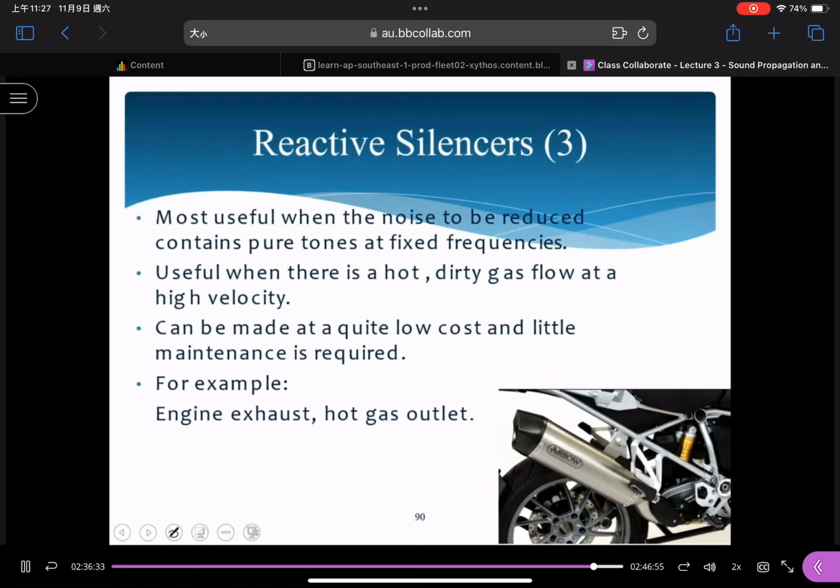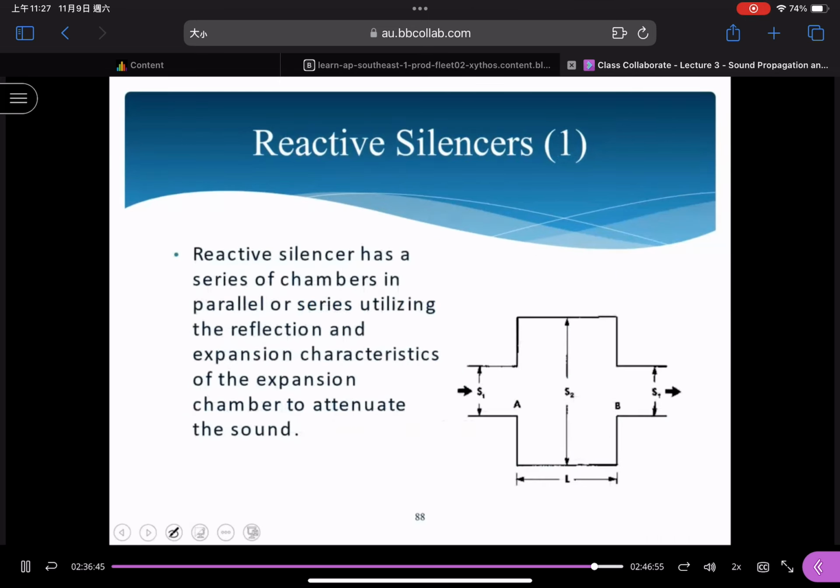And when you take a look at this one, this is the power gun, and this is what we call the reactive silencer in motorbikes, okay? The internal structure of this device is like this, okay, with different components and different chambers.